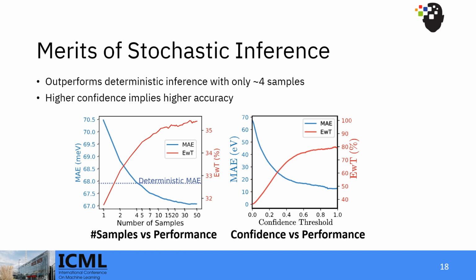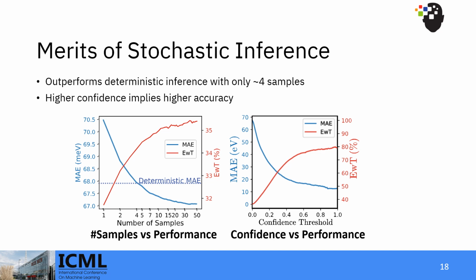Let's discuss the merits of stochastic inference. On the left, we see how performance varies with the number of samples. With just about 4 samples, our stochastic inference outperforms the deterministic MAE, indicated by the dotted blue line. This demonstrates that even with a small number of samples, we can achieve better results than a single deterministic prediction.